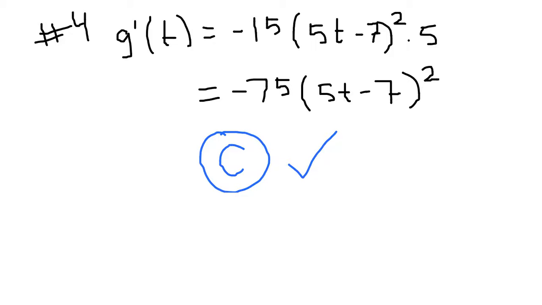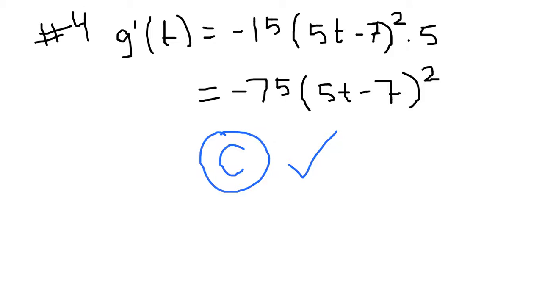Alrighty, so we're just using the chain rule here. We're going to take the derivative, and we're going to forget about that plus 10 out to the side, and that's just going to go away when we take the derivative, because there's no x attached to it. So where does this negative 15 come from? Well, that comes from multiplying the 3 up in the exponent times the negative 5. So that's why I get negative 15.